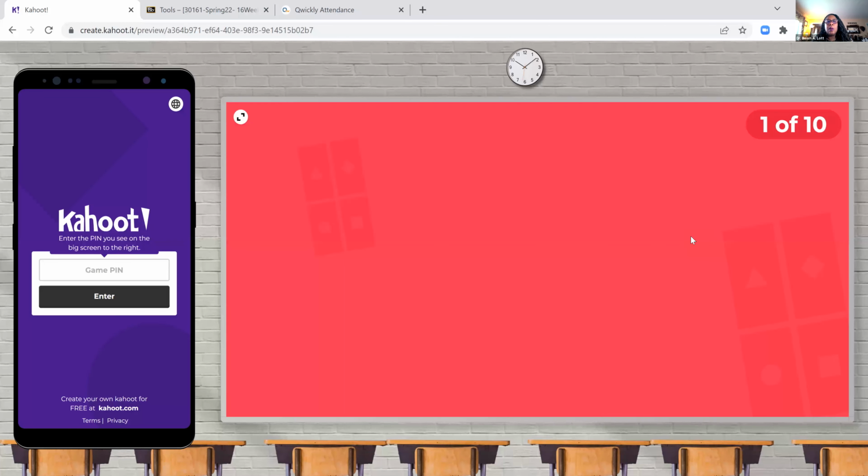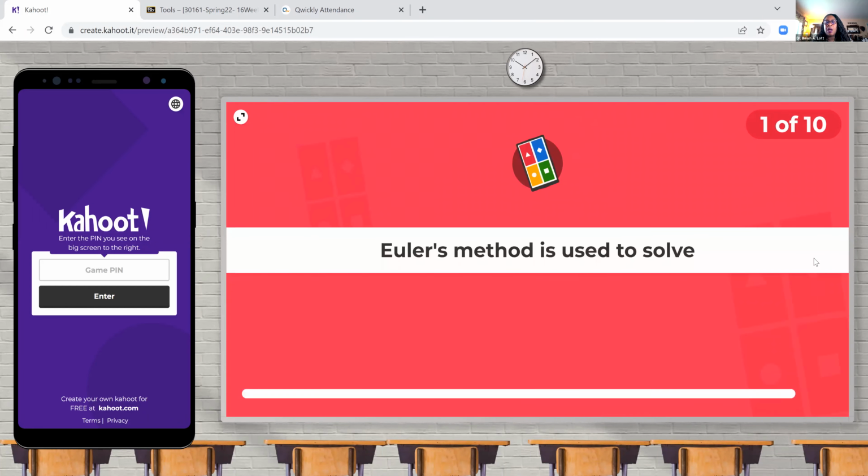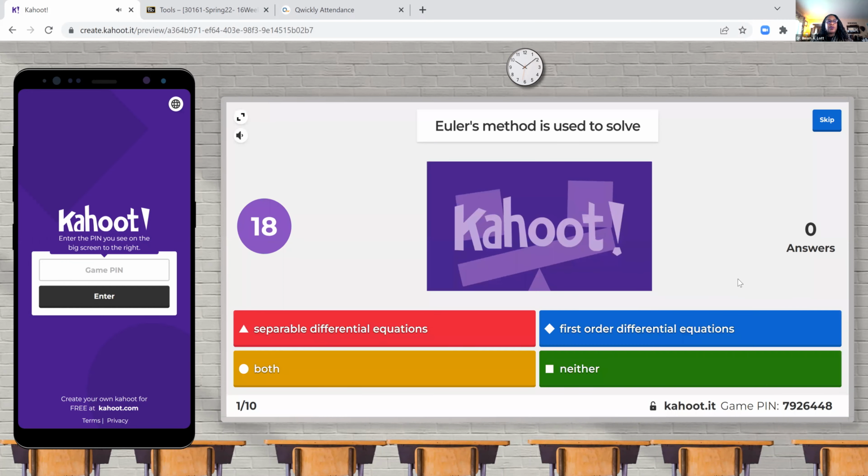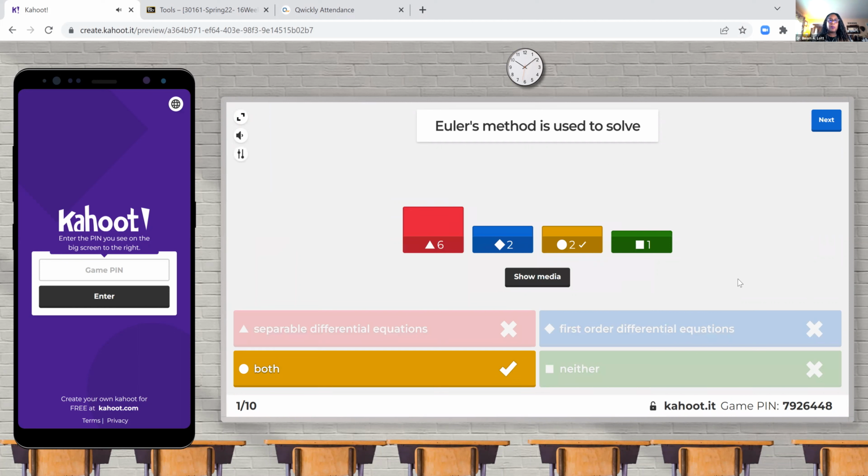Euler's method is used to solve a separable differential equation, first order differential equations, both or neither. Okay, we can actually solve both of them. All right.